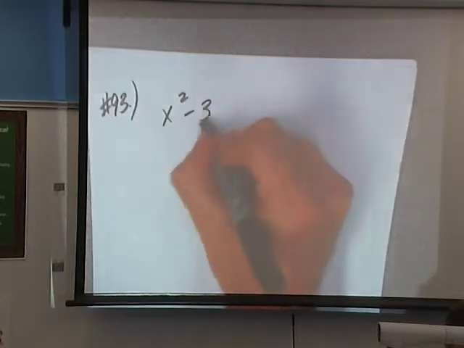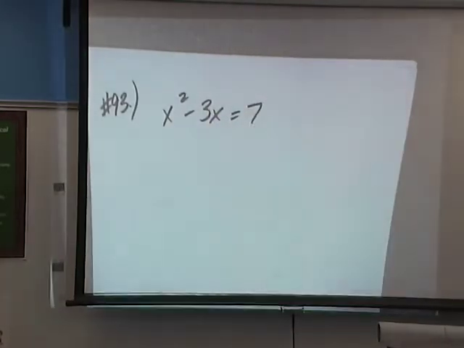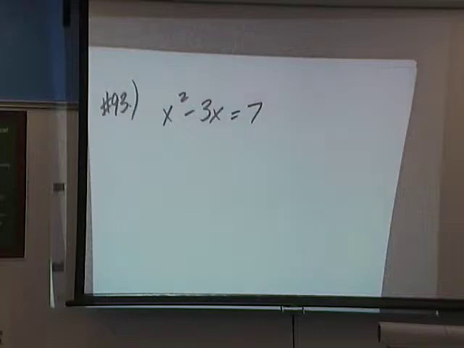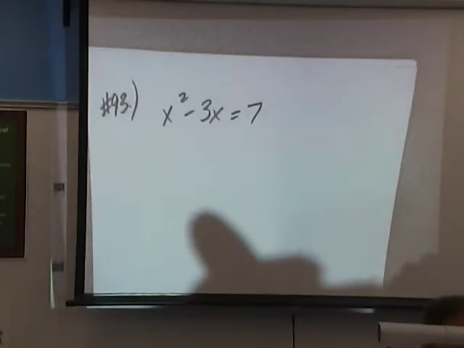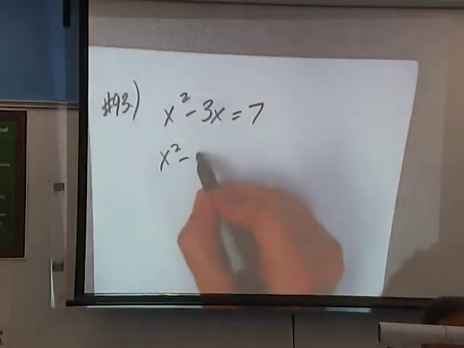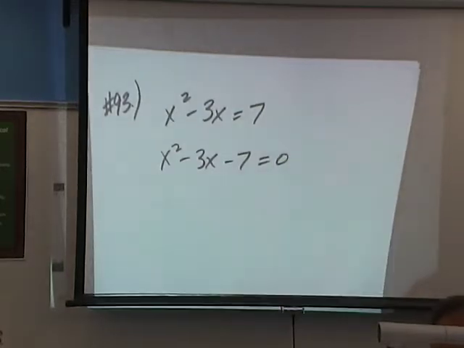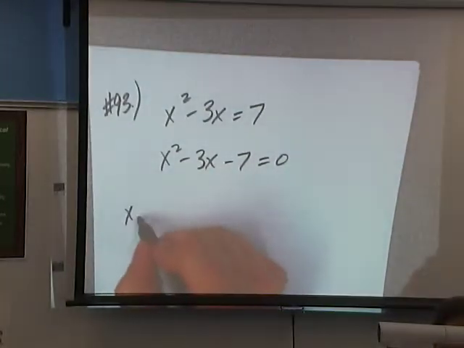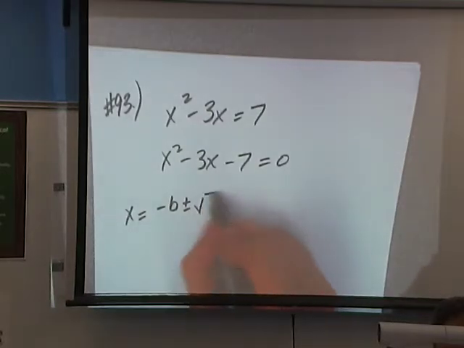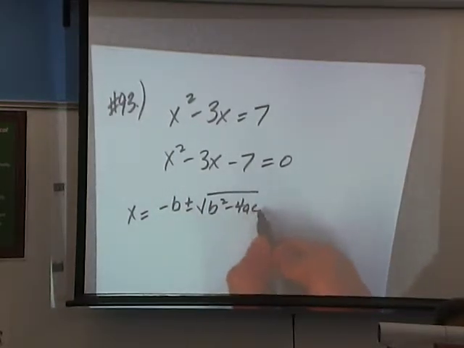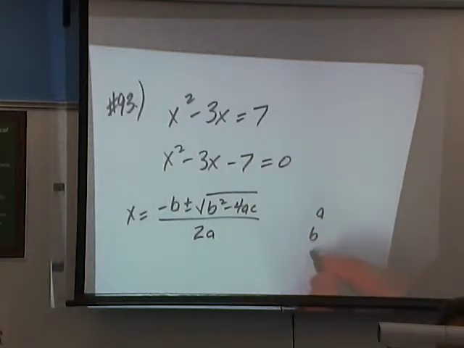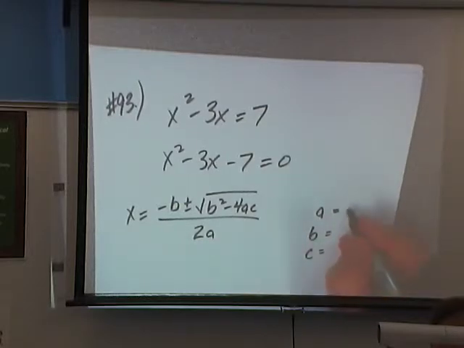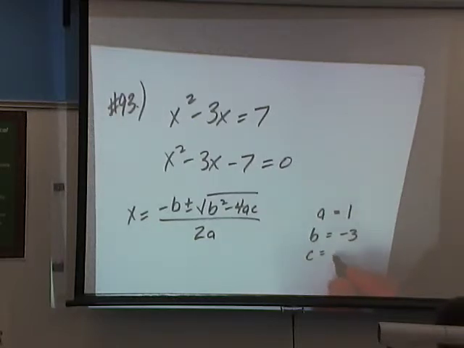x squared minus 3x is equal to 7. Alright, we need to set this equal to 0, right? Well actually it says by using the quadratic formula. So it'll be x squared minus 3x minus 7 equals 0. Quadratic formula, x equals negative b plus or minus square root b squared minus 4ac all over 2a. My a value is equal to what? 1, b, negative 3, c, negative 7.